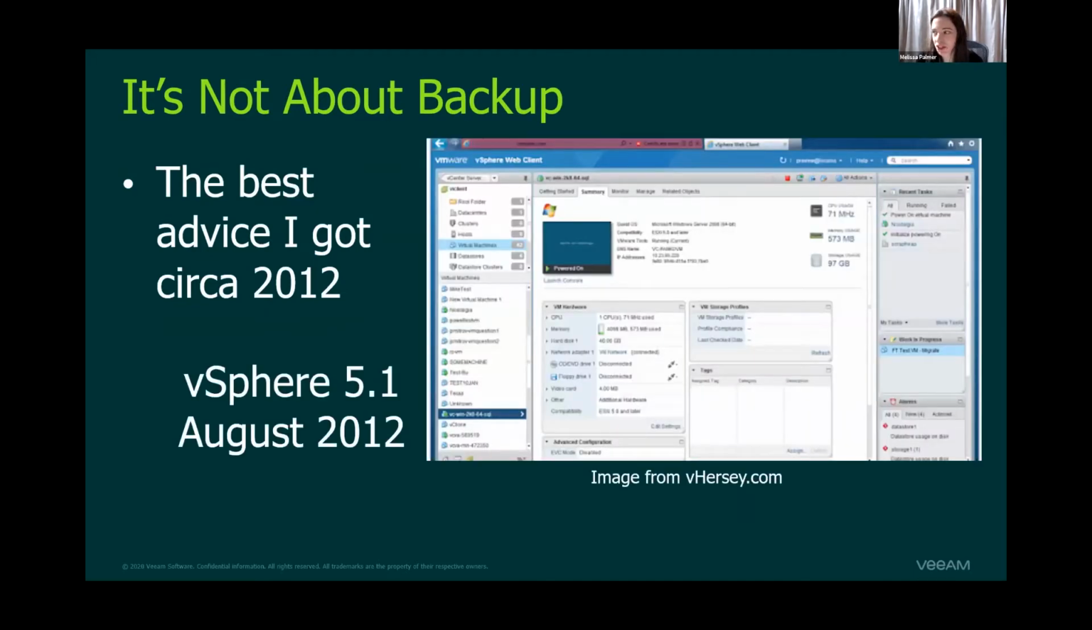Now, just a reminder of what was going on in 2012. It was vSphere 5.1 on that terrible Flash-based web client. That was what our vSphere interfaces looked like. I had to dig around the internet for one of those pictures.